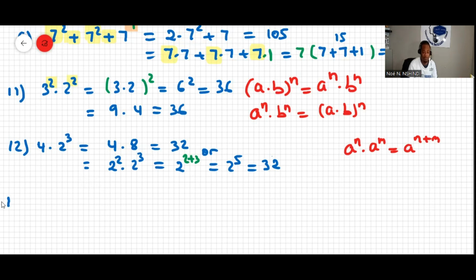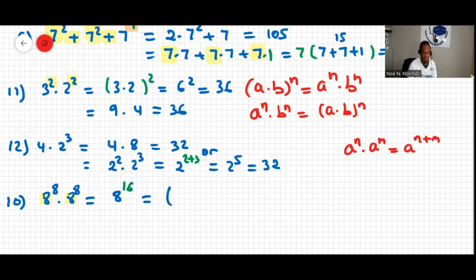I think I jumped question 10. Question 10 was a to the power of 8 multiplied by a to the power of 8. In this case, yes, we can write a to the power of 8 plus 8, but I believe the best way is to reduce. The bases are common here, so we can just write a to the power of 8 plus 8, which is 16, and then we can even write it better.